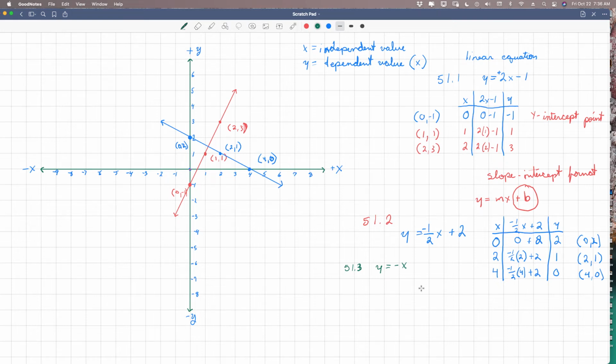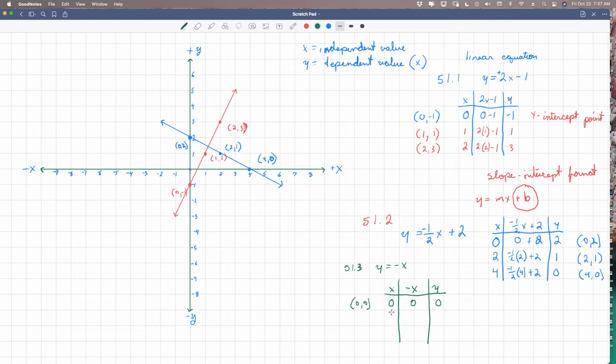So here's our table. Let's do x here, and then this is our value for y, negative x, and then this is our y. This is our formula in the middle. We always choose 0 for x. If we put 0 in for negative x, you can't have a negative 0. So y is just 0. So our first point is going to be 0, 0.